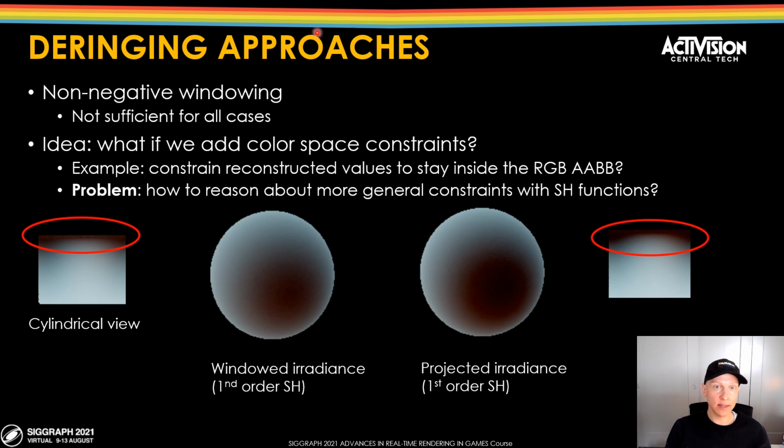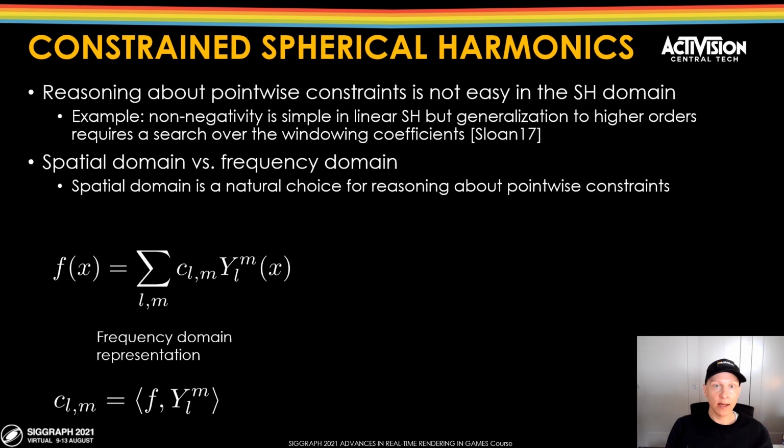In this case, I think it would be more useful to apply more general constraints. What if we want to constrain the projection to stay within certain color space bounds? It's an idea borrowed from temporal AA deghosting methods. The problem is that when you think about general pointwise constraints, like these color space constraints, using the spherical harmonics representation, you quickly come to the conclusion that it's not really easy to reason about those.